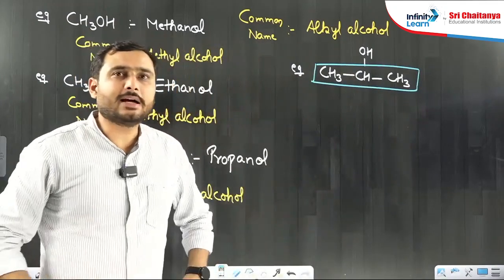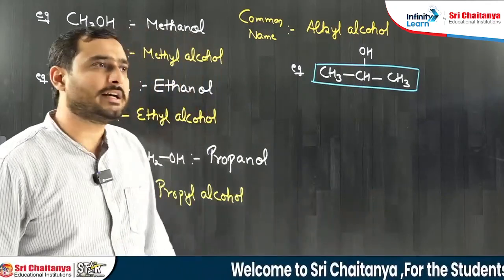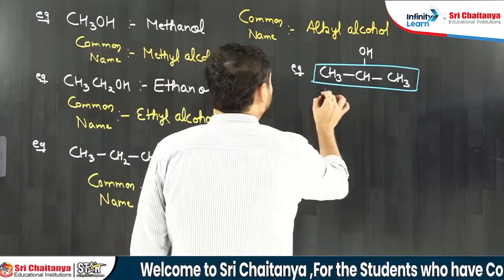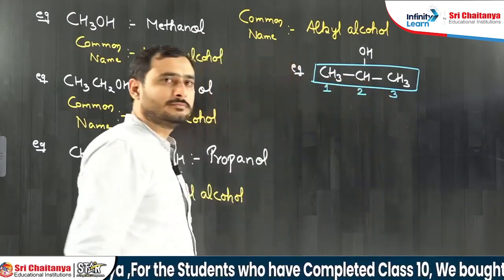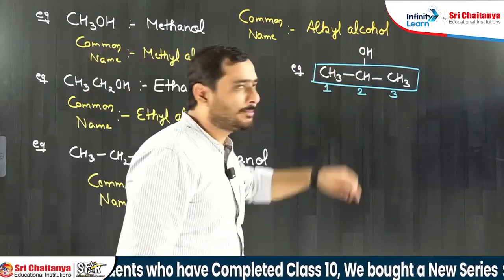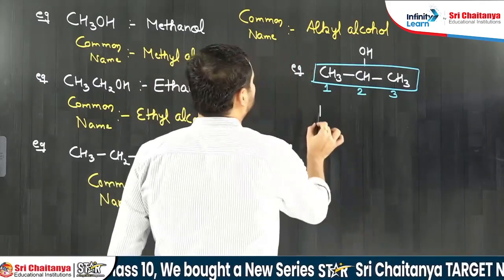Now numbering is done in such a way so that this functional group will get the least number. Now if you do numbering from any of the end, you will get the same 1, 2 and 3. So OH is present at which carbon? Second carbon. So what is the name of this compound if we write?